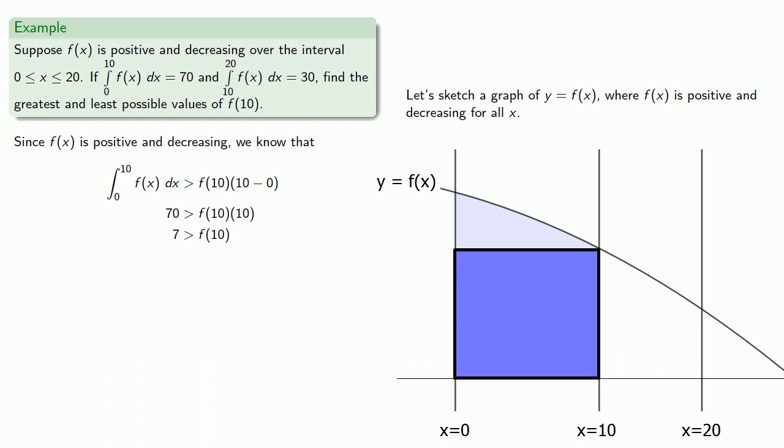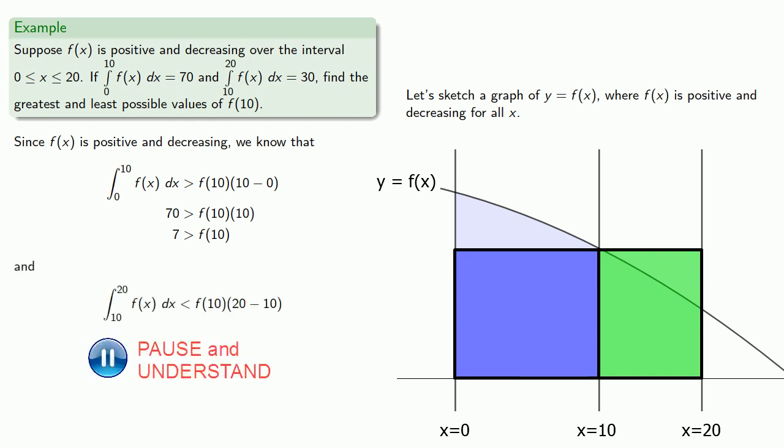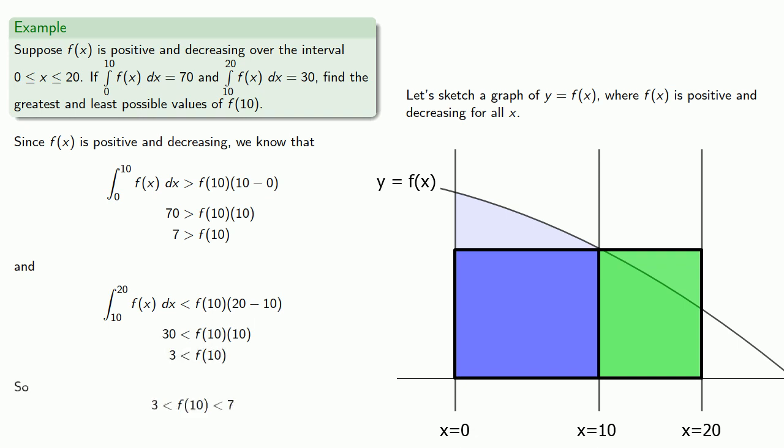Similarly, the integral from 10 to 20, well, that's the area under the curve, and we see that that area has to be less than the left rectangle with height f of 10 and width 20 minus 10. And that tells us something about the value of f of 10. And so what we know is that f of 10, whatever it is, has to be someplace between 3 and 7.